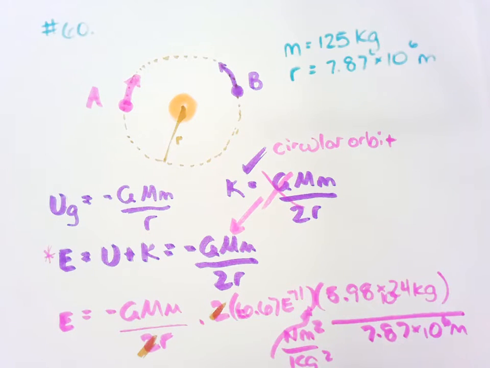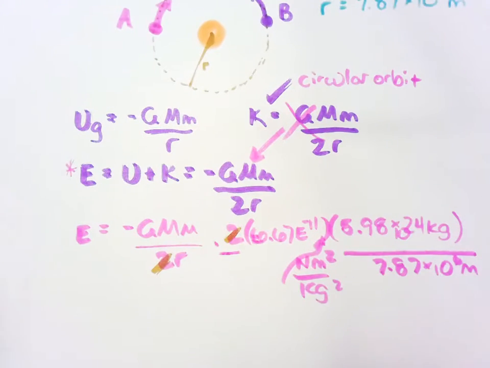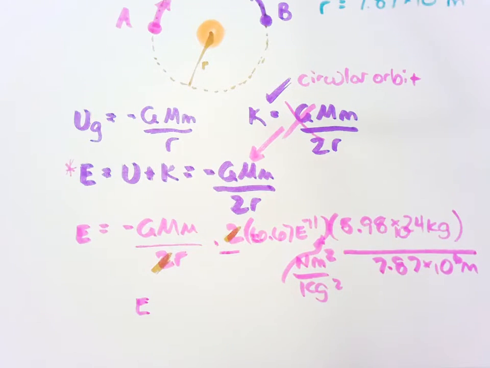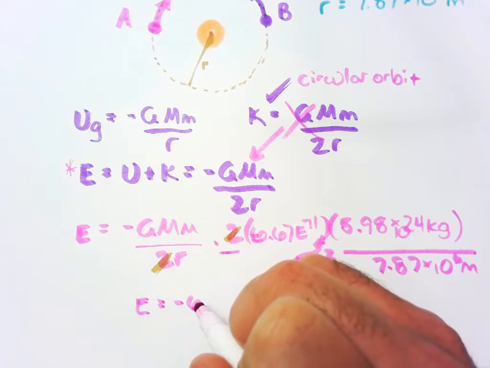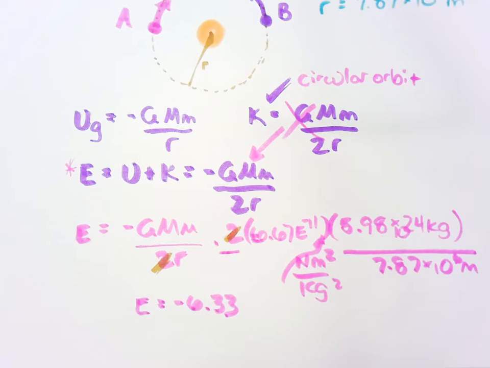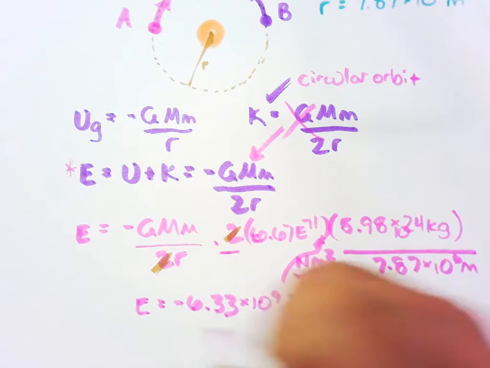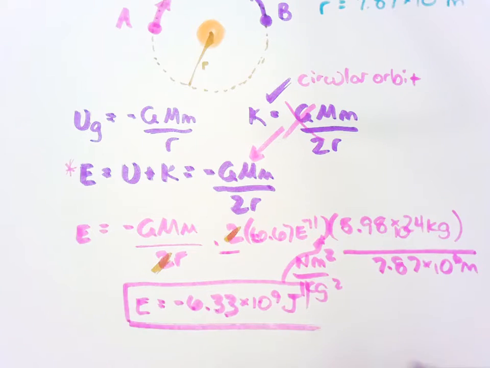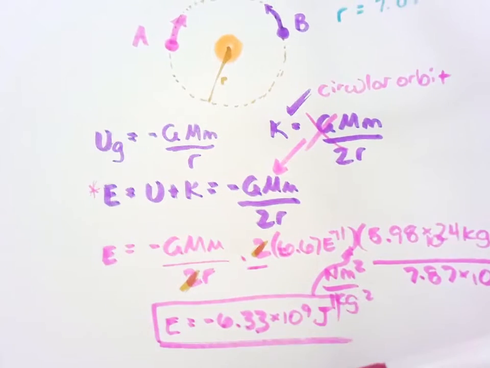Once I've done that, I should get an answer that is negative because of the negative sign in front. And I get a final total energy of both satellites, not gravitational potential energy, not kinetic, but both of those, of negative 6.33 times 10 to the 9th joules. So that's my answer to part A. I'm going to go ahead and keep moving to part B.